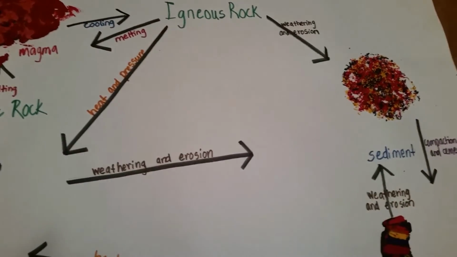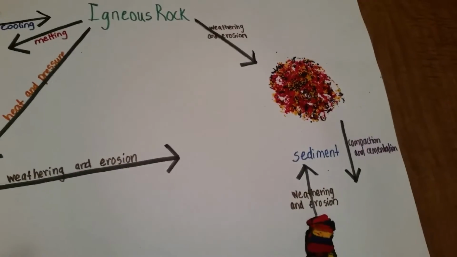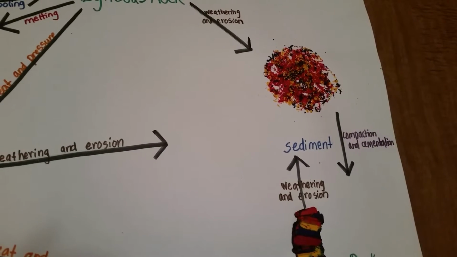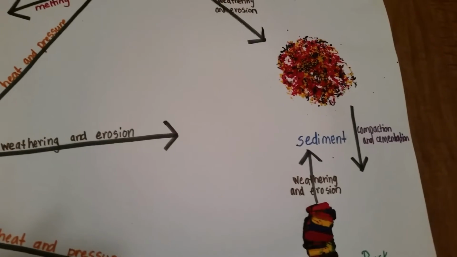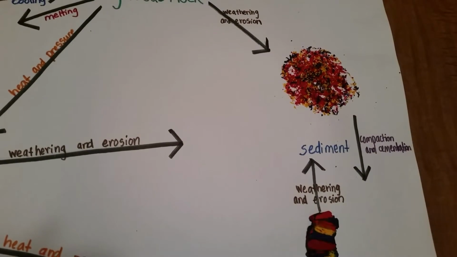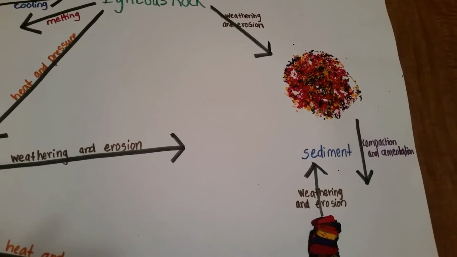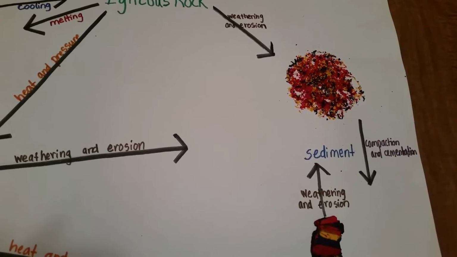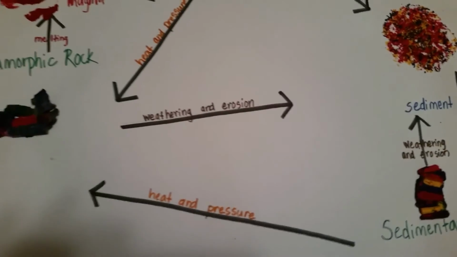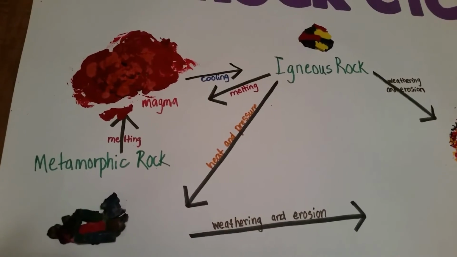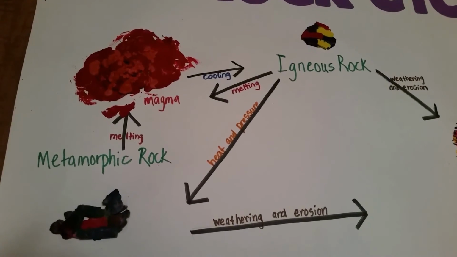Compaction and cementation. This is when particles of sediment begin to stick to each other. They are cemented together by clay or minerals like silica or calcite. Melting and cooling. When rock is heated a lot, it becomes melted, and this liquid is called magma. Over time, it will harden from the cooling process.